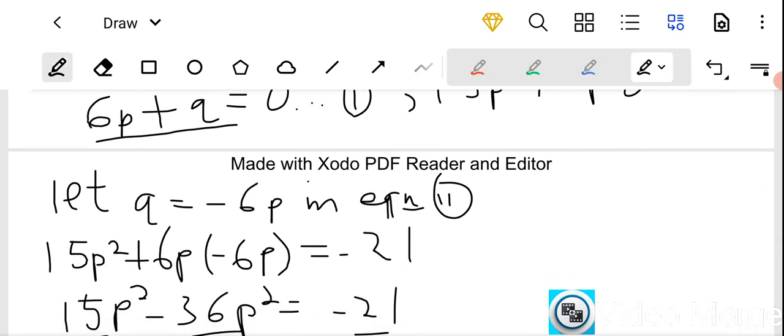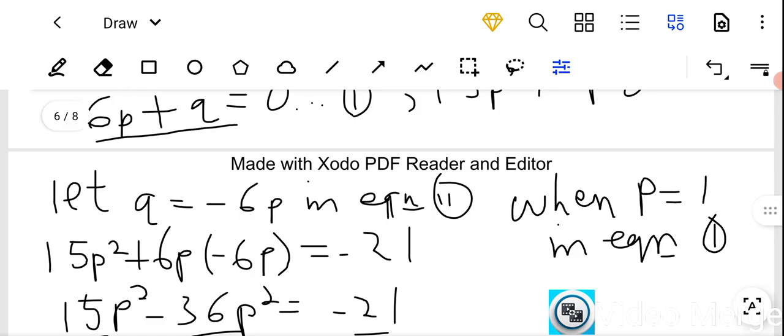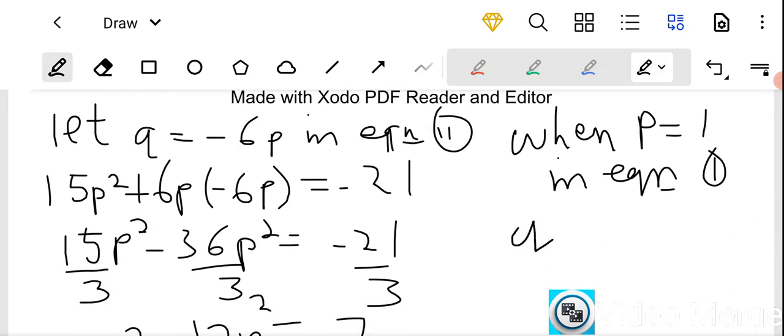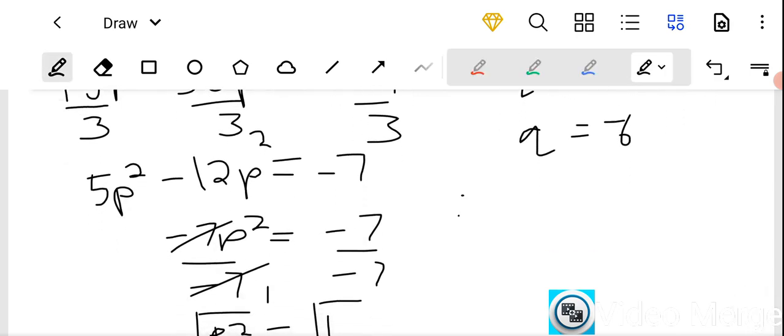So you say when p is equal to 1 in equation 1, you have q is equal to negative 6 multiplied by p, which is 1. q is equal to negative 6. Therefore p is equal to 1, q is equal to negative 6.